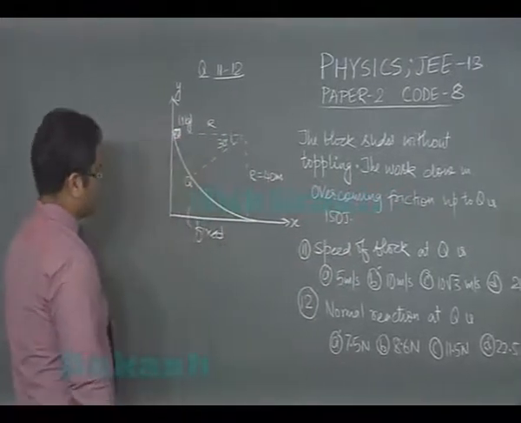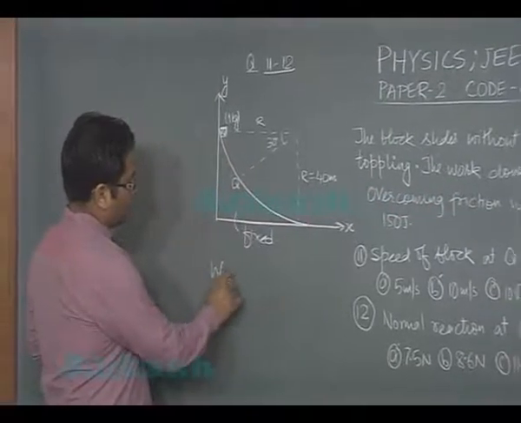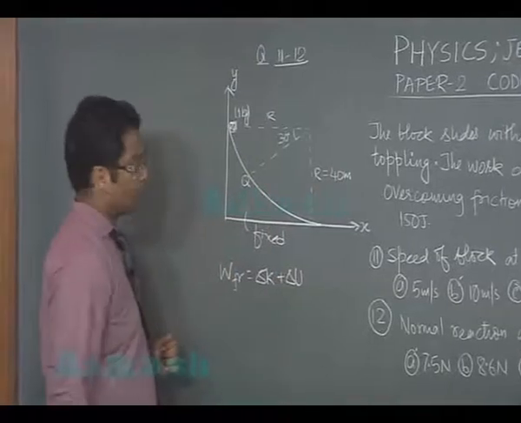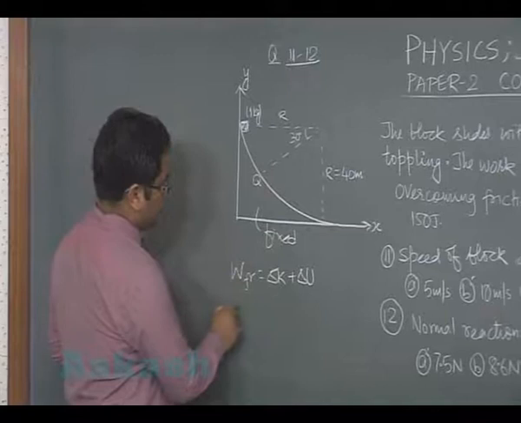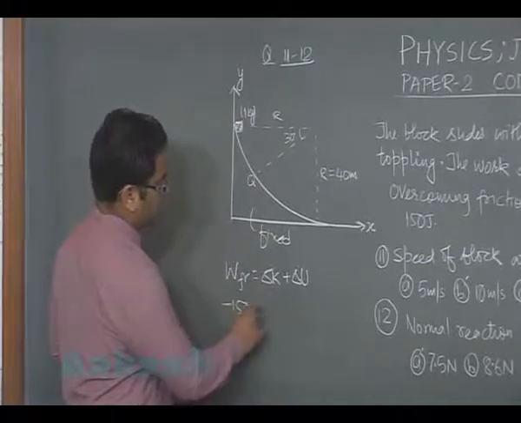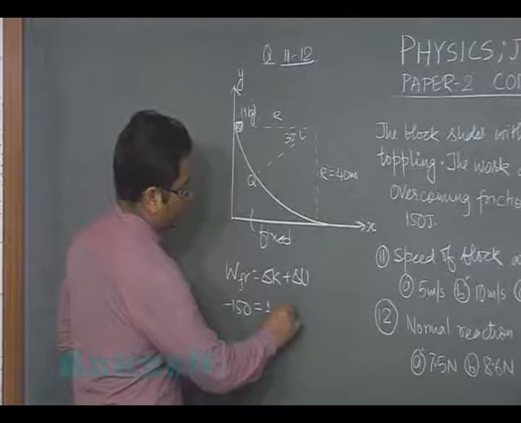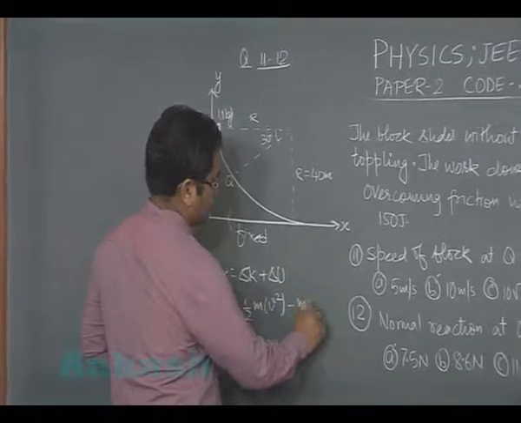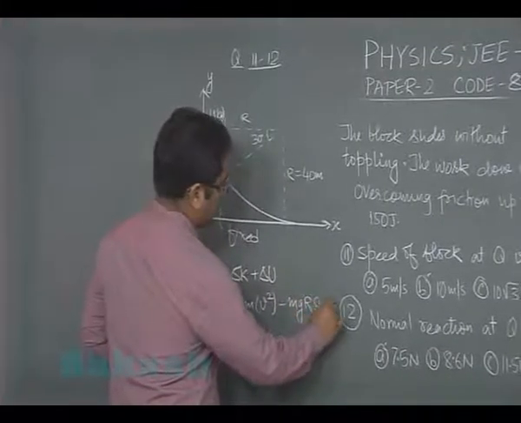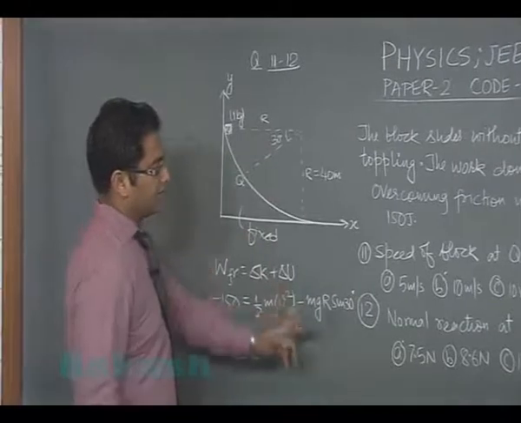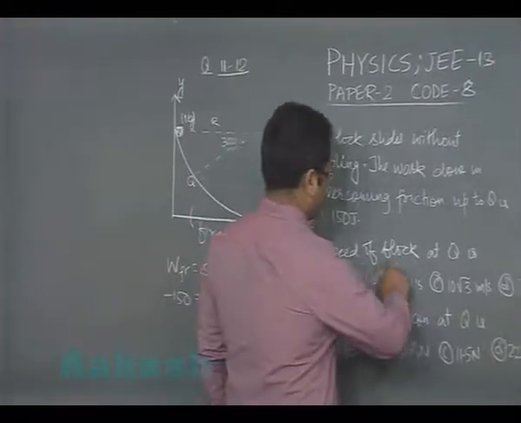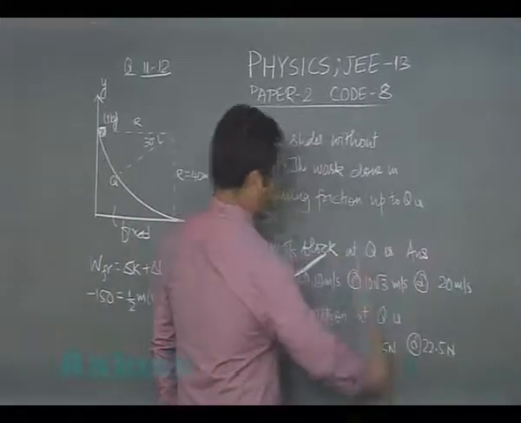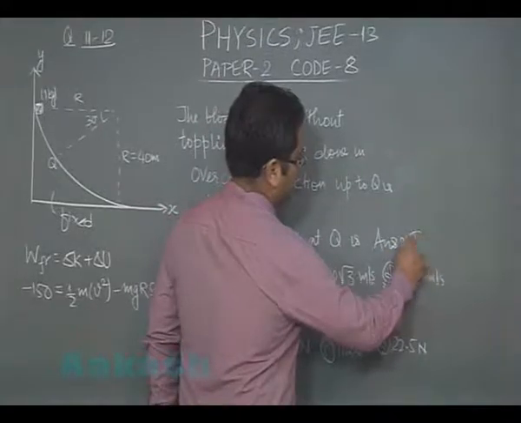Quite obviously, energy equation would be used. Work done by friction is change in kinetic energy plus change in potential energy. Work done by friction, that has been given 150 joule, so minus 150, 1/2 m v square, change in potential energy, minus mg r sine 30. And on solving this, we get the speed is 10 meter per second. So answer for question number 11 is B.